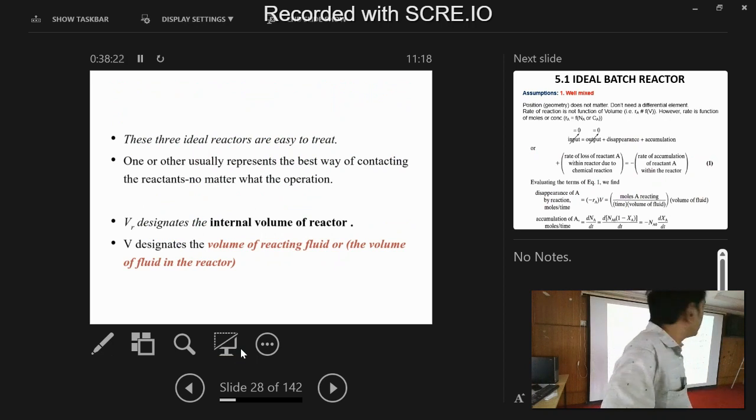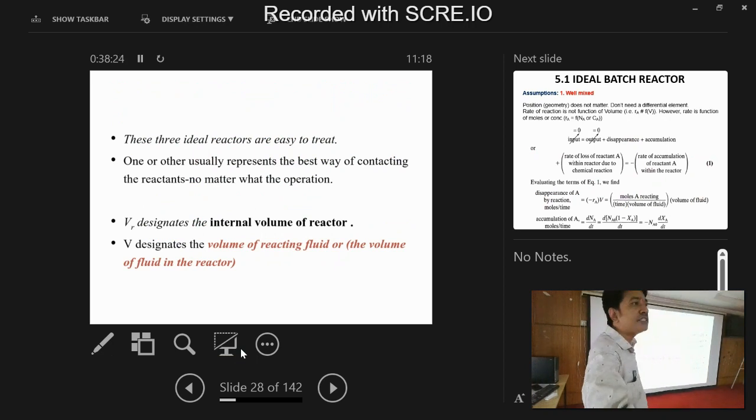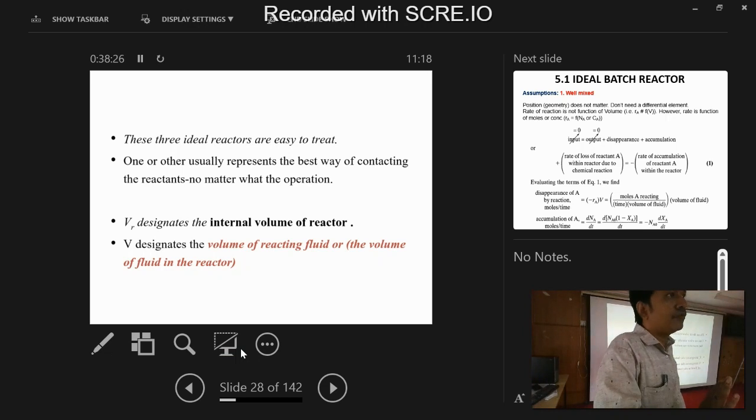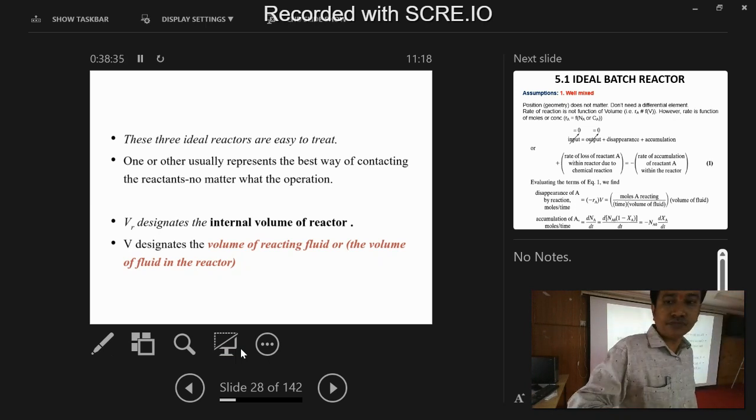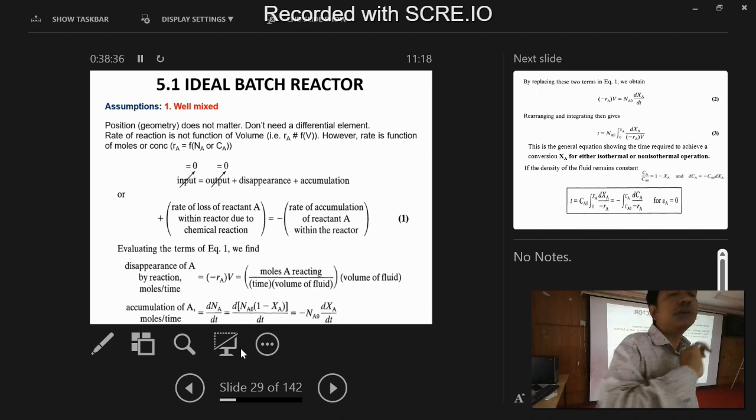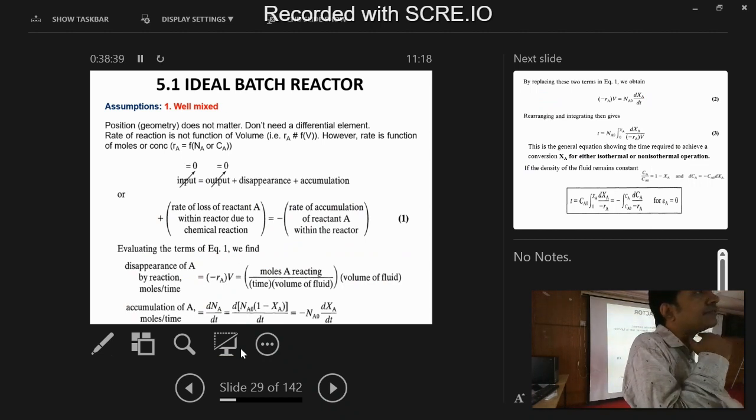Now look at the volume, which we already know: what is VR, what is V. We discussed it. The volume of the reactor is different from the volume of the fluid. I told you. Fine. Now how do we derive the equation for batch reactor?